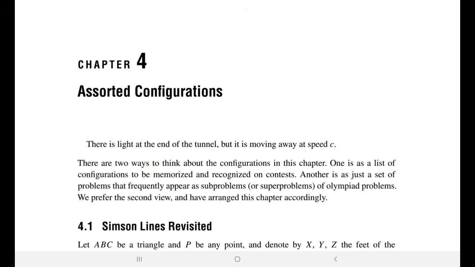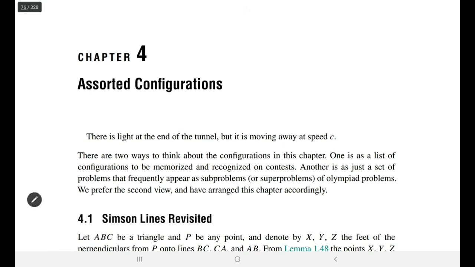So Evan Chen suggested that this chapter can be viewed in two ways, either as just a set of configurations that you need to memorize and recognize on contests, because these configurations will appear a lot in many geometry problems. So you need to memorize these configurations in your head, and when you're doing some problem, you're going to spot, wait a minute, this configuration, I already know it. So you immediately know all the properties in mind about this configuration. So right now you're more comfortable working with the question. So that's the first view.